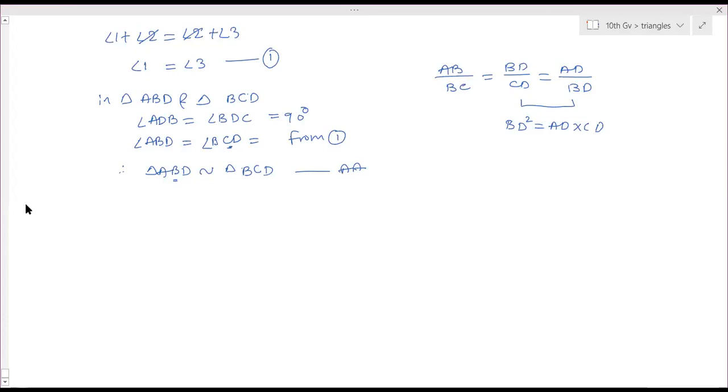D and E are points on the sides AB and AC respectively of triangle ABC. AD is 8, DB is 12, AE is 6, and EC is 9. Prove that BC is 5 by 2 DE. So the ratios are equal. So therefore, DE is parallel to BC, right?